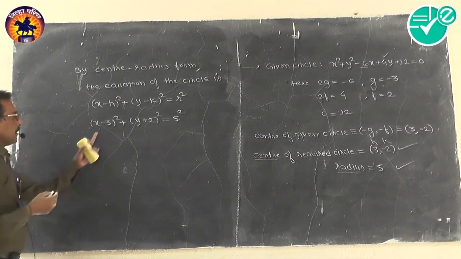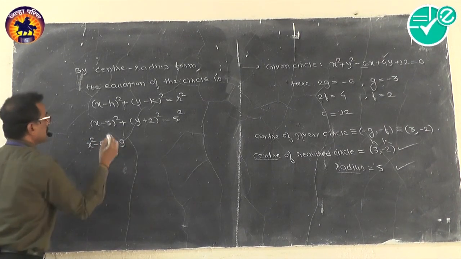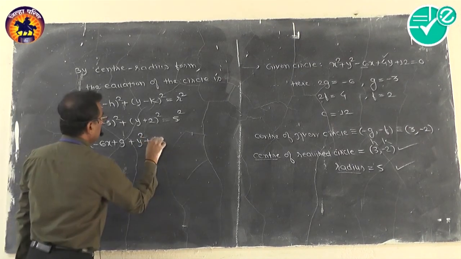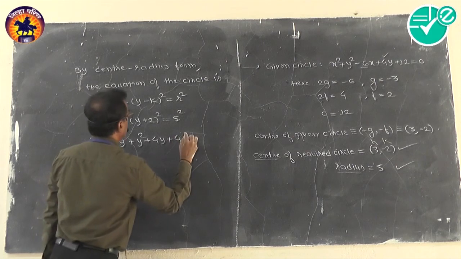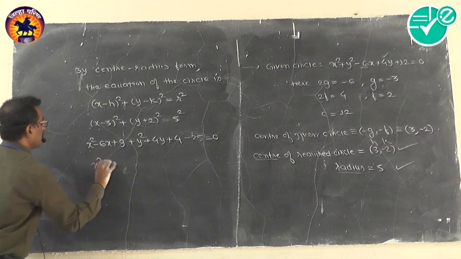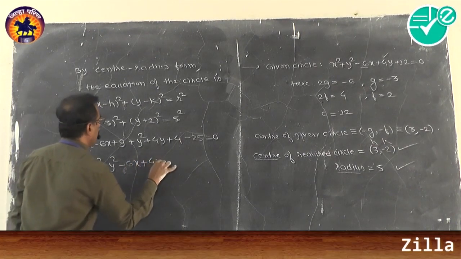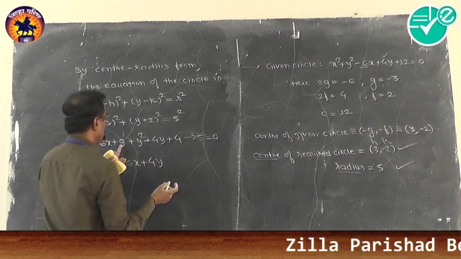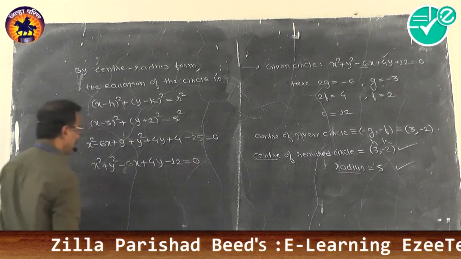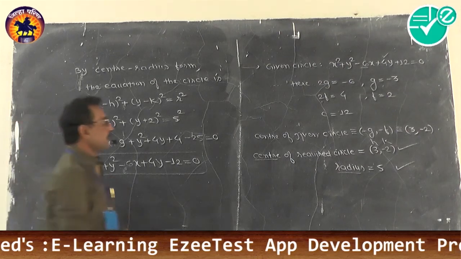Just simplify. What is the square of x minus 3? It is x square minus 6x plus 9. Here the square is y square plus 4y plus 4, and this 25 is taken to the left. It is minus 25 equal to 0. So what is your final answer? x square plus y square minus 6x plus 4y, it is 9 plus 4, 13. 13 minus 25 is minus 12, equal to 0. This is the equation of the required circle.